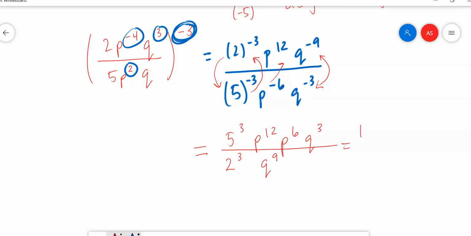So 5 to the 3rd is 125. 2 to the 3rd is an 8. Okay, and then I'm going to combine these two guys by doing addition, so that's p to the 18th. And then these two guys, you notice, will subtract, right? So 3 q's would go away on the top, 3 q's would go away on the bottom, and that would leave me with 6 q's on the bottom. You just subtract, okay? And I don't think I can simplify 125 over 8. So that's the end of that.